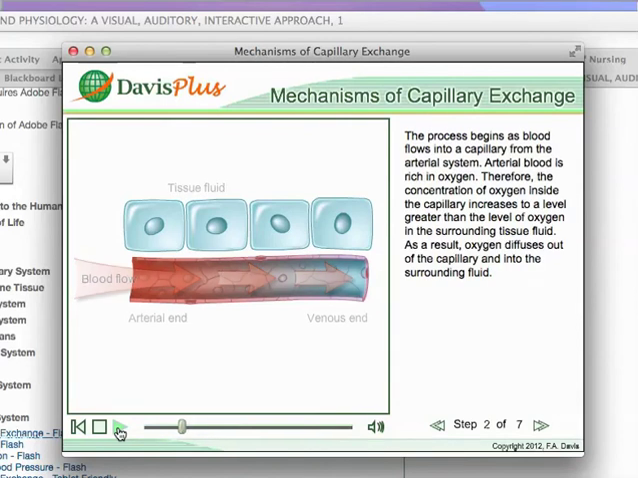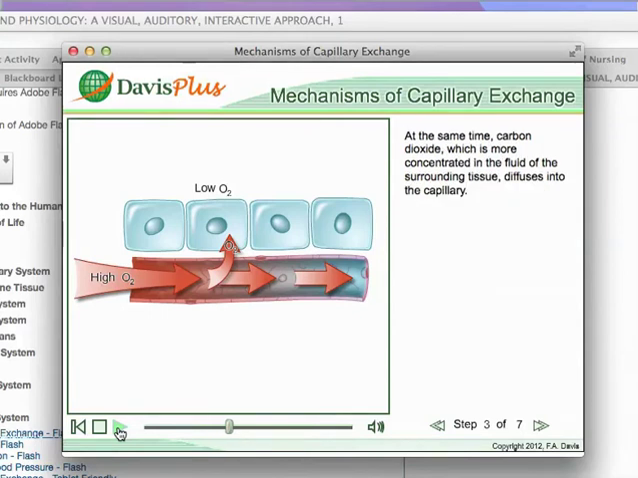The process begins as blood flows into a capillary from the arterial system. Arterial blood is rich in oxygen. Therefore, the concentration of oxygen inside the capillary increases to a level greater than the level of oxygen in the surrounding tissue fluid. As a result, oxygen diffuses out of the capillary and into the surrounding fluid. At the same time, carbon dioxide, which is more concentrated in the fluid of the surrounding tissue, diffuses into the capillary.